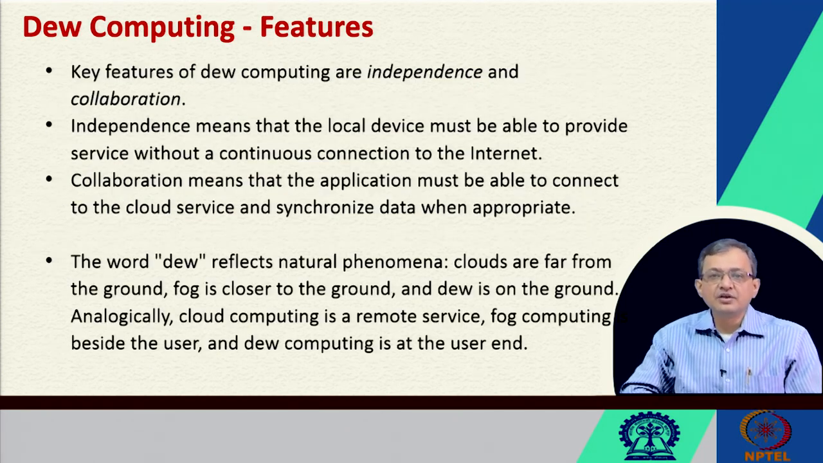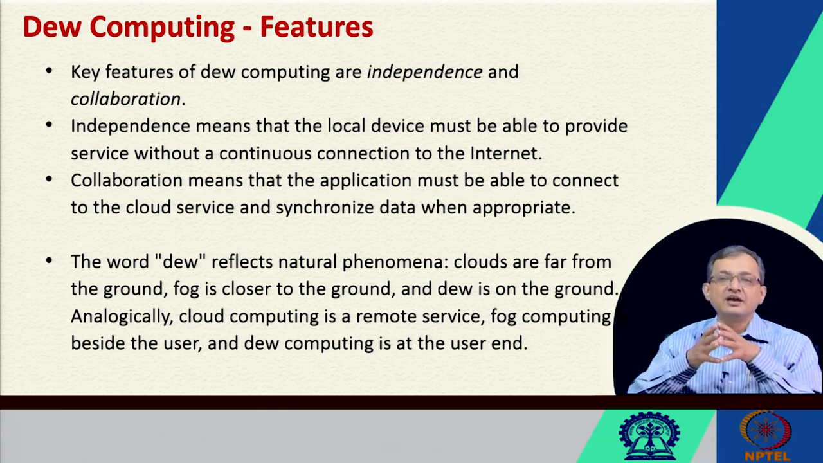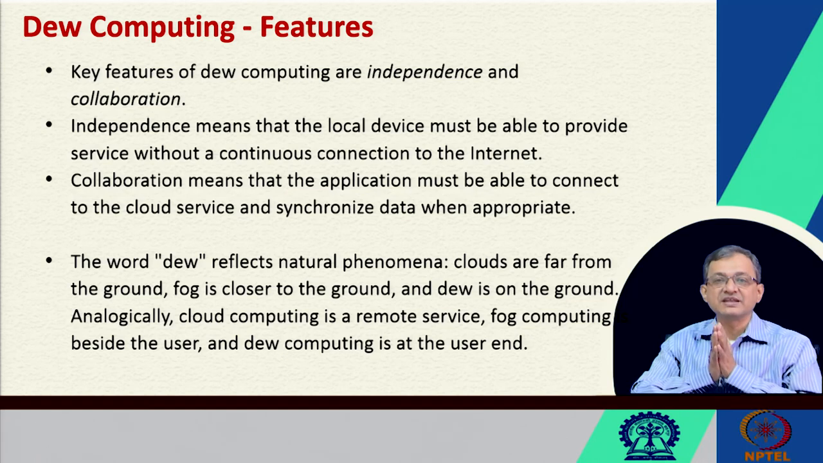So, it is obvious the key features are independence and collaboration, right. Like in the case of Dropbox, we are falling back to the example of Dropbox because we are used to it and we have directly used those features, right. One is independence, like from the connectivity and things like that. That means the local device must be able to provide service without a continuous connection to the internet. So, it is independent: you have some file in Dropbox, you work on that file, and even if the connection is not there, you can still work.